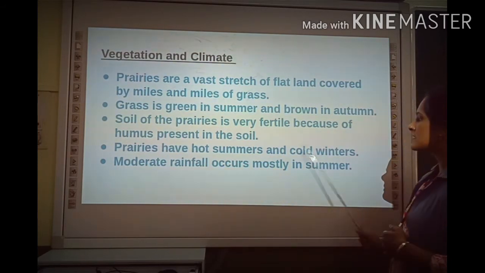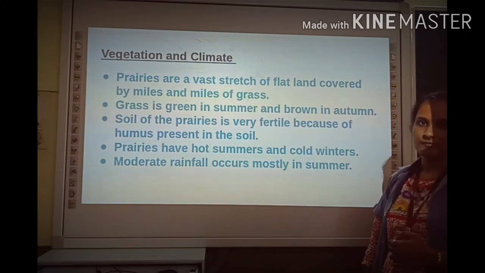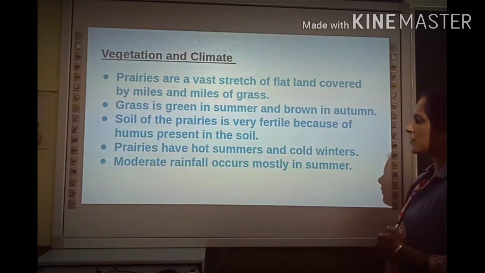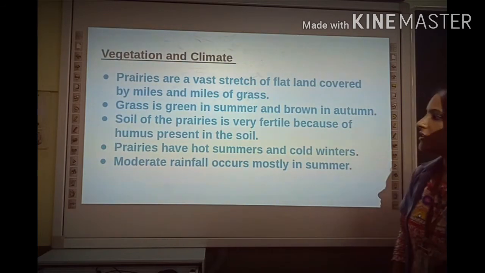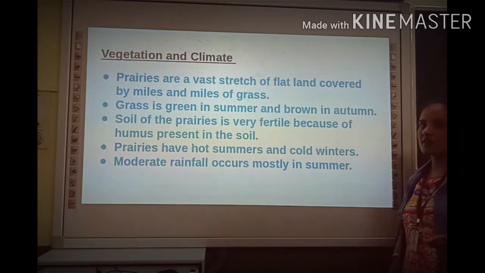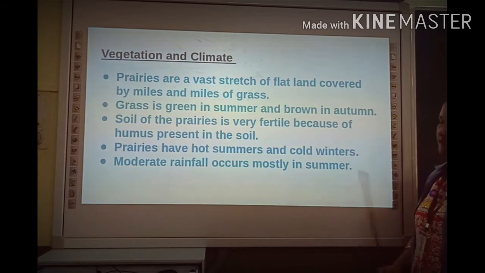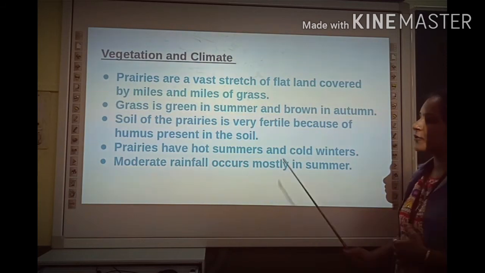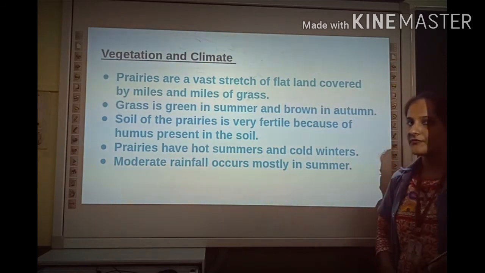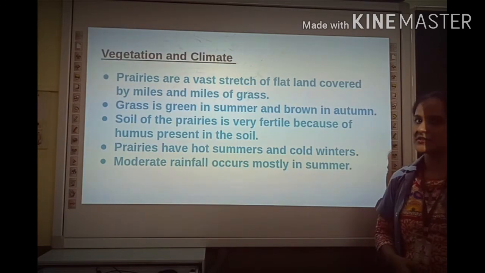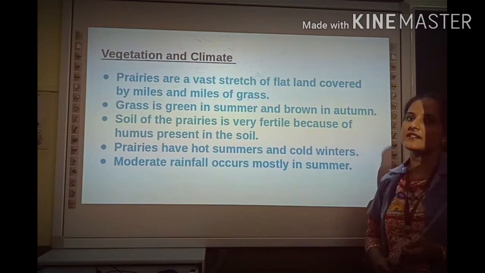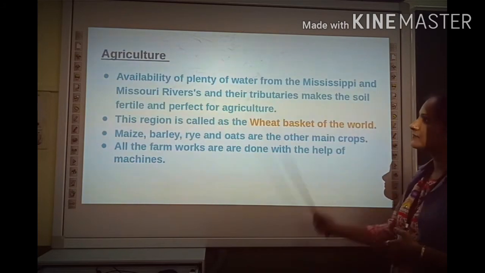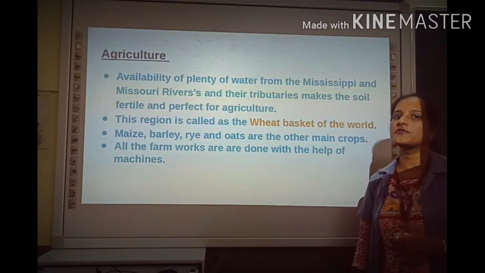Prairies have hot summers and cold winters, and receive moderate rainfall, which occurs mostly in summer. So summers are hot and winters are cold as usual, and moderate rainfall results in a moderate climate, with rainfall mostly occurring in summer. Now agriculture, what do they grow?